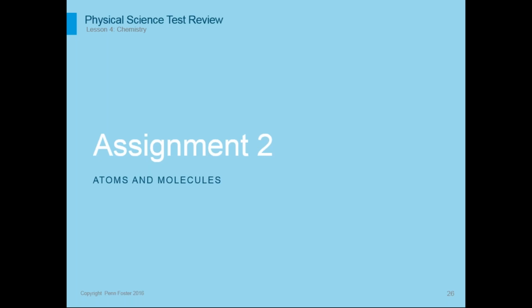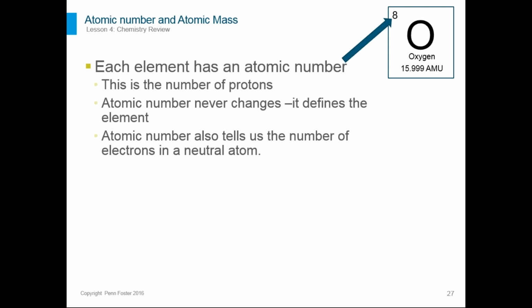Some things from Assignment 2, where we learn about atoms and molecules. If we look at the periodic table, each element has some numbers with it. The most important one is the atomic number, and that's the number that it has on the periodic table. They're ordered by their atomic number, and that's the number of protons in the atom. Atomic number never changes. It defines the element.